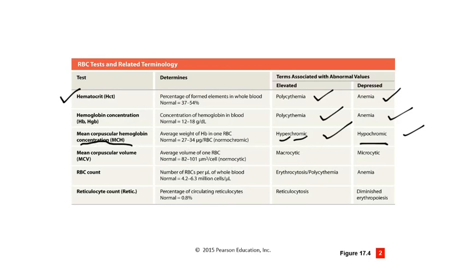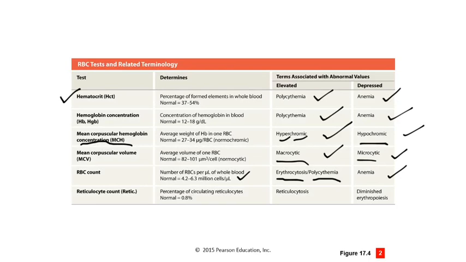The mean corpuscular volume, the MCV, is the average volume of one red blood cell. If it's big, the cells are larger than they should be, so they're considered macrocytic. If they're smaller, they're microcytic. The overall number of cells, again, if the number is high, polycythemia, low, anemia. You may also see the term erythrocytosis, a high number of red cells.